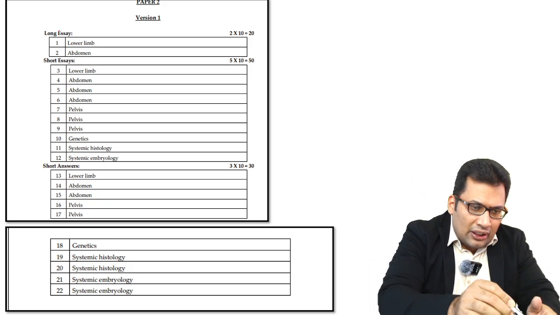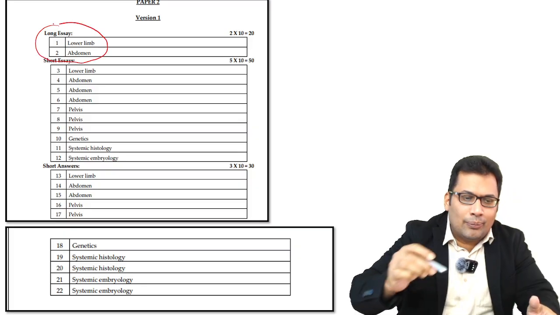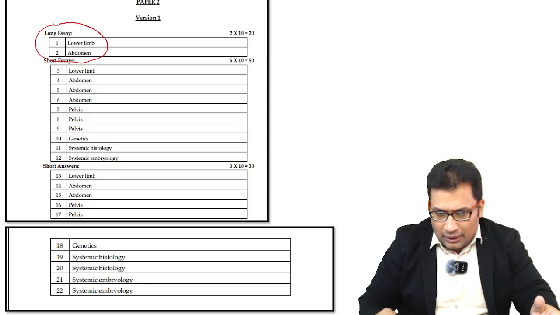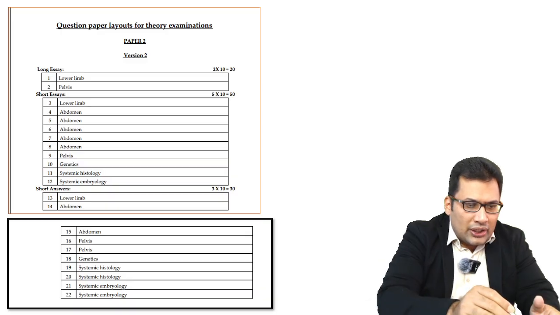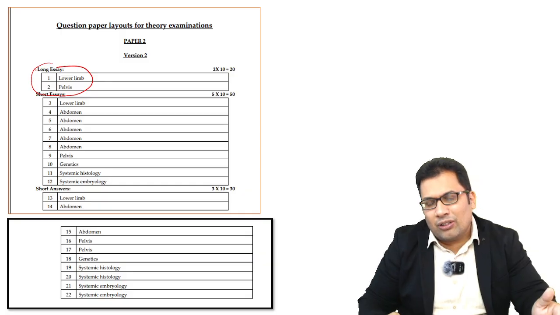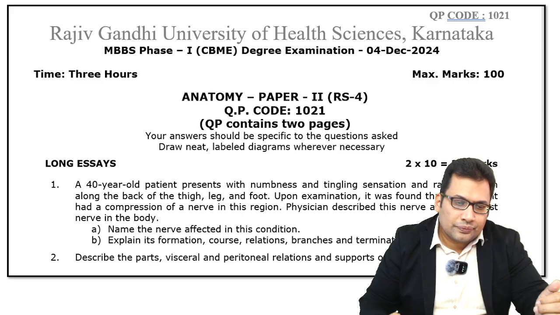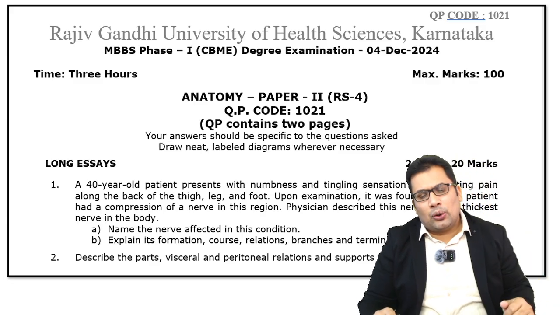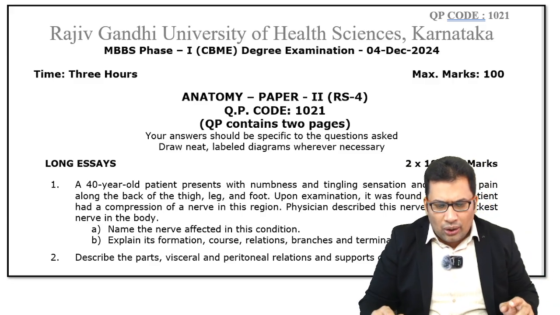In version 1, the main question can come from the lower limb and 1 question from the abdomen. In version 2, you can see here lower limb and pelvis. So this is about version 1 and version 2 of the anatomy paper 2. Again, anatomy paper 2 you can see here. So there are 2 questions.